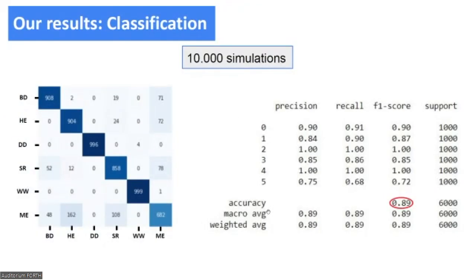And here I will present our results. For classification, we tried a model with 10,000 simulations, just because we could include the Washington one-in-one. And as we can see here, the accuracy was almost 90%.